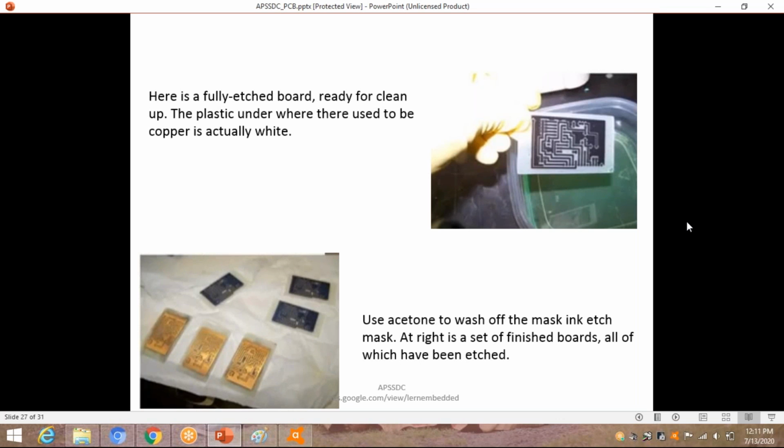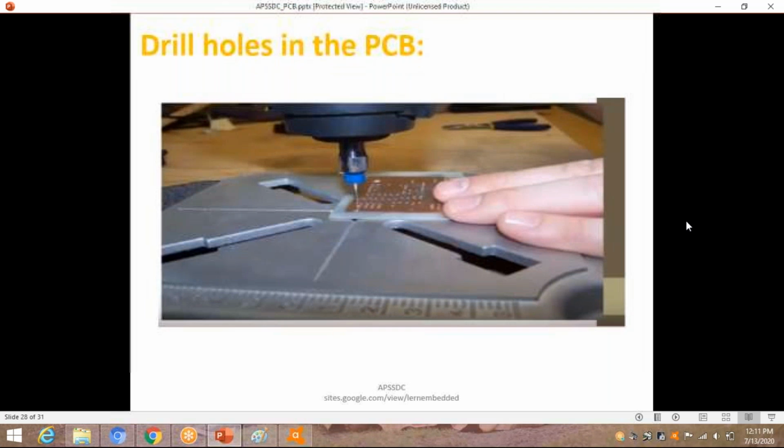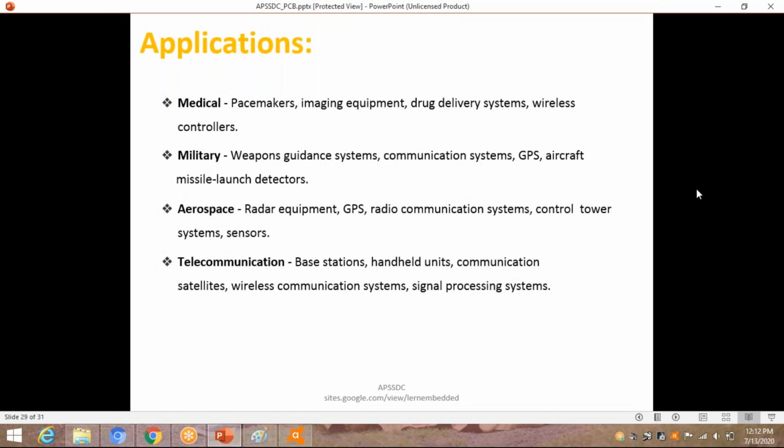Okay, sir. Yes, sir. Okay, I'm moving to the next slide. The next step is drilling the holes. Wherever the components are, by looking at the design, we need to drill holes at the pads. And the last step, we will be soldering the components and testing the board, and it goes for final inspection. Lastly, it goes for packing.